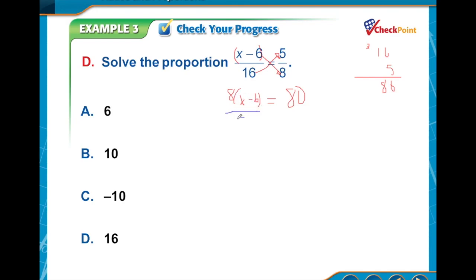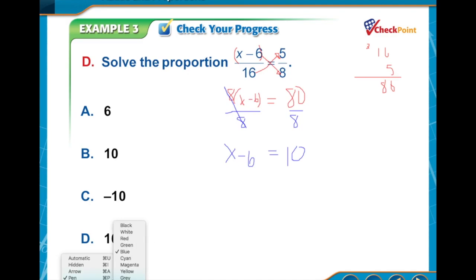So if we divide both sides by 8, these 8's over here cancel out. So we just get x minus 6. And on the right, we know 80 over 8 is just 10. So x minus 6, some number minus 6 is 10. What's that some number got to be? Well, if we're not sure, I'll switch colors here. We can add 6 to both sides.